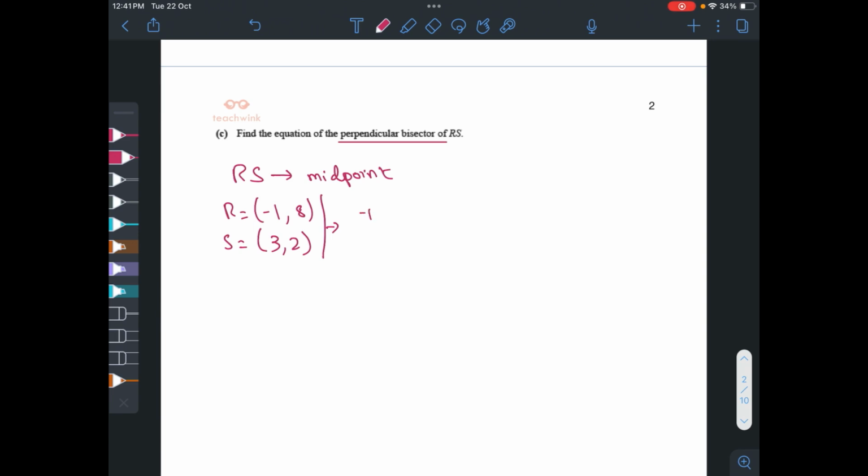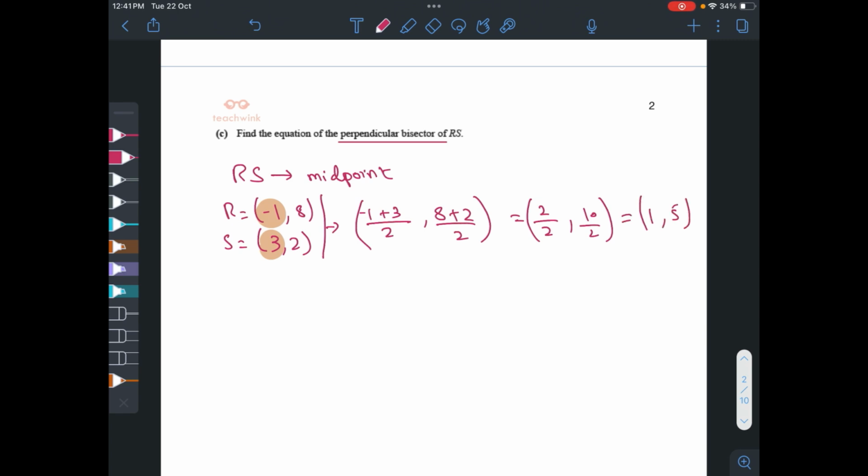So you do -1 plus 3 over 2. This will give you the x value, the x and the x added together divided by 2. Then you do 8 plus 2 divided by 2. This will give you the y value. That gives me -2 over 2. And this gives me 10 over 2. So the midpoint coordinates are going to be 1, 5.